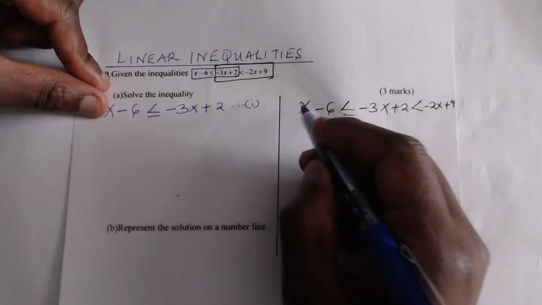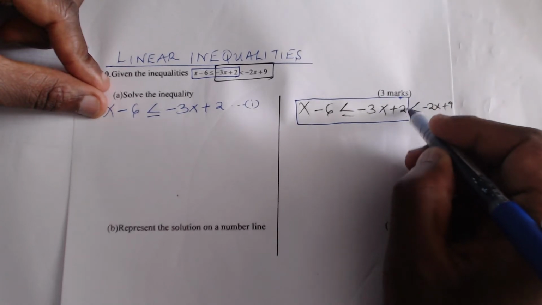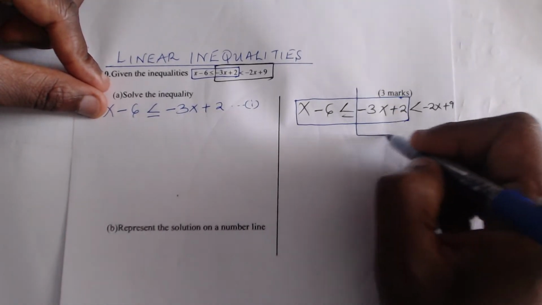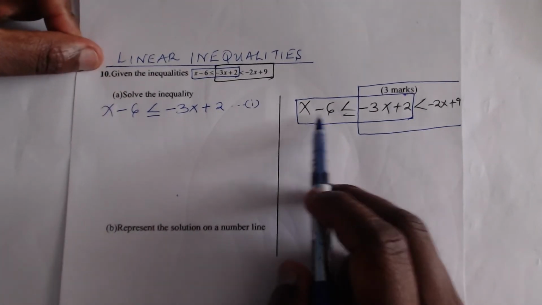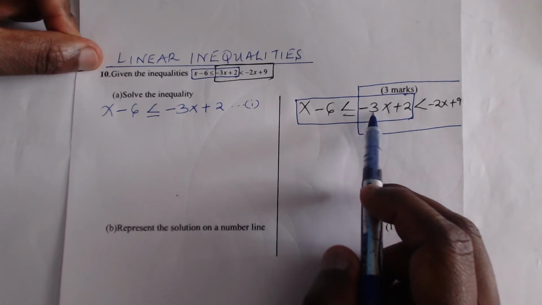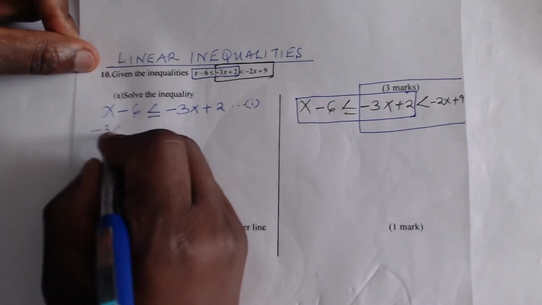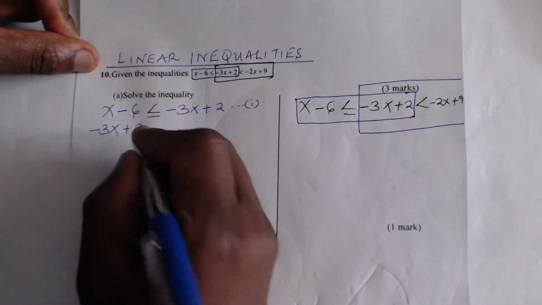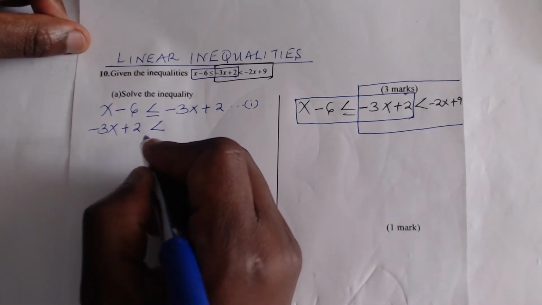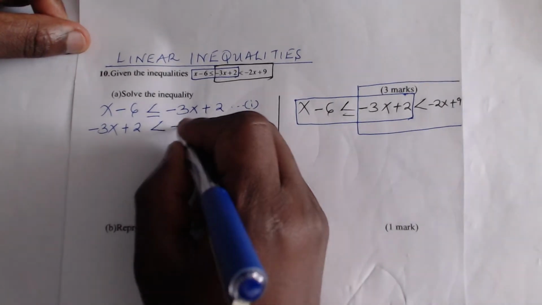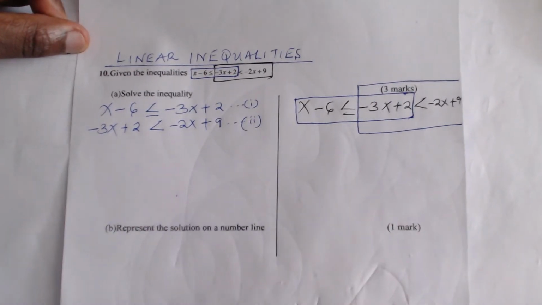So I've extracted the first inequality. That is the first one: x - 6 ≤ -3x + 2. Then the second one will be -3x + 2 < -2x + 9. So those are the two inequalities.